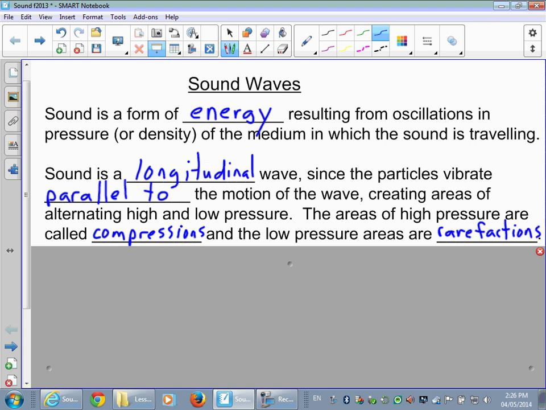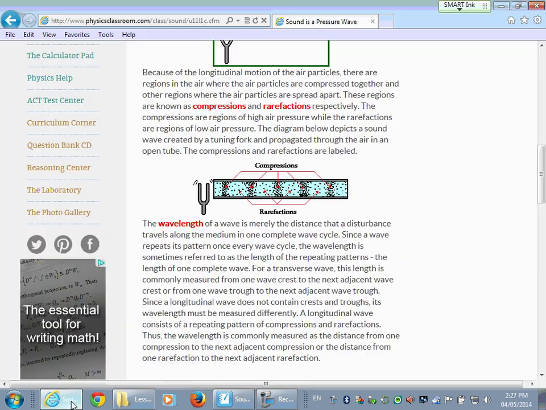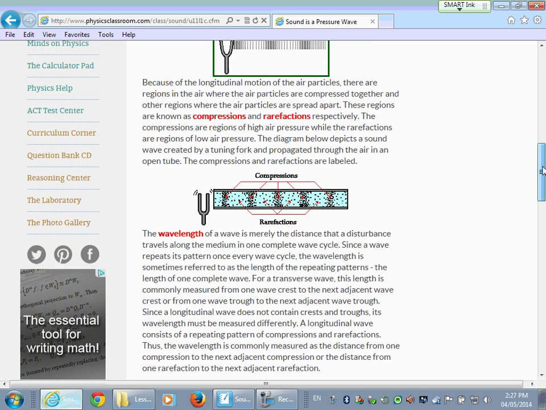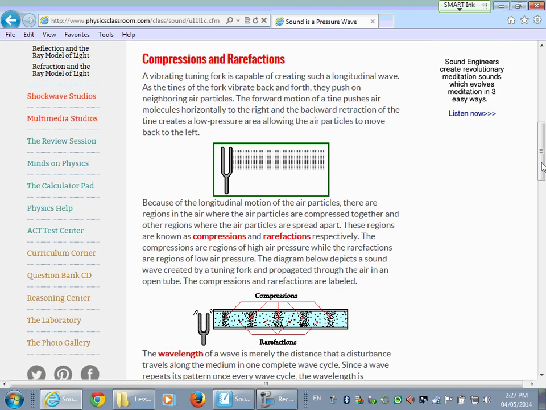Kind of sounds a little bit like refraction. Totally different thing, although they do both have something to do with waves. This is a rarefaction. I've got a website you can take a look at if you wanted to get a little bit more detail. Here's the idea of our compressions and rarefactions in sound waves.